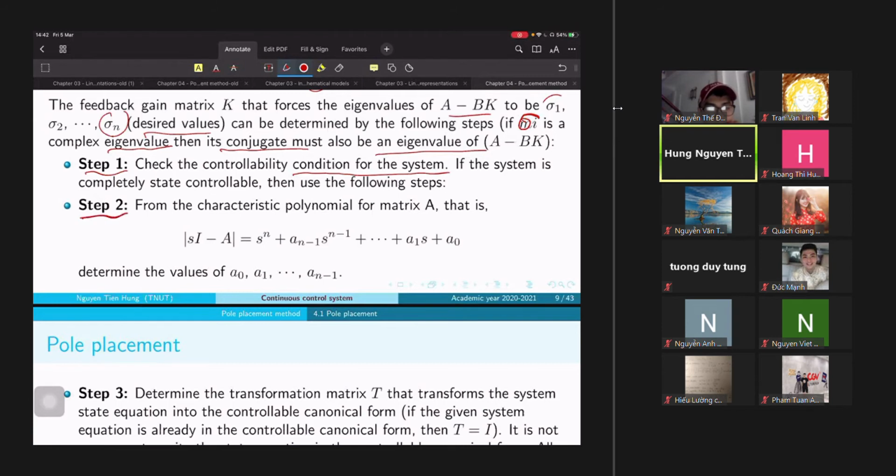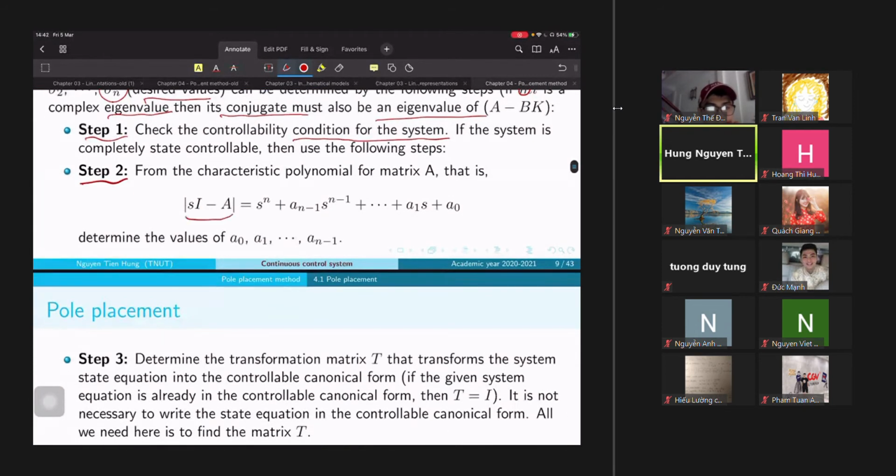In step two, we have to find the characteristic polynomial of matrix A, or in other words the characteristic equation. You can put it in this form: this is a polynomial of the matrix A, its characteristic polynomial, but if you set it to 0, this is the characteristic equation. You have to find this form. You already know how to do that.